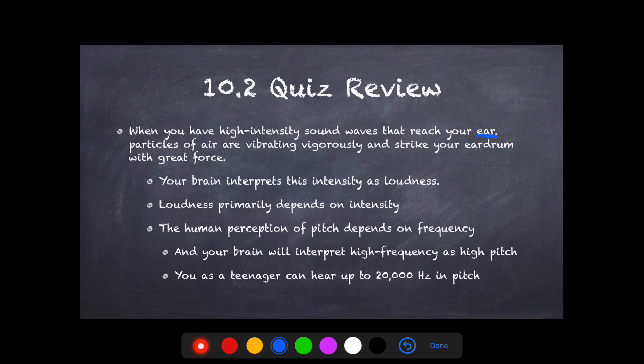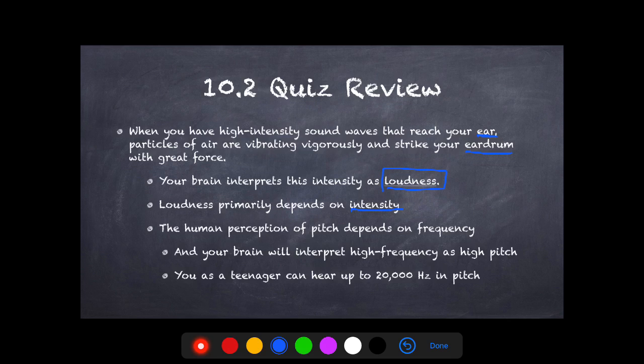When you have a high intensity sound wave that is going to reach your ear, that means you have particles of air that are vibrating so fast that they are hitting your eardrum with a great amount of force. So when this is happening, your brain is getting these impulses and interpreting these vibrating sounds as loudness. That's what we perceive as loudness. Loudness also depends on intensity.